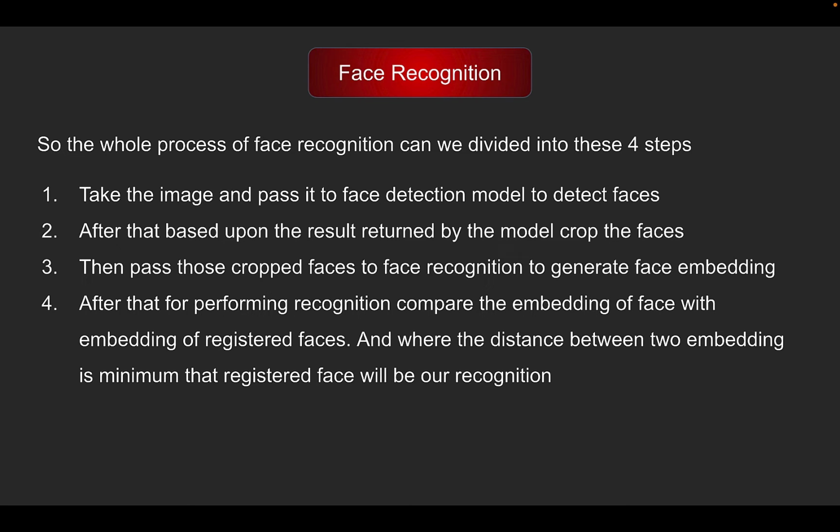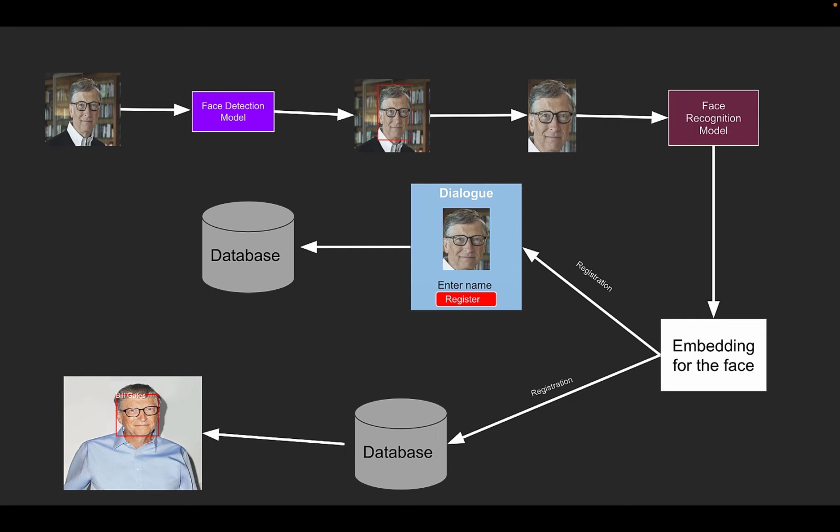So the first step is taking the image and passing it to the face detection model to detect faces. And after that, based upon the results, we are cropping the face. And then in the third step, we are passing that cropped face to our facial recognition model and getting the embedding. And after that, in the fourth step, we are comparing the embedding of the face with the embeddings of registered faces. And where the distance between two embeddings is minimum, that registered face will be our recognition. So the whole process of the facial recognition system can be represented with the help of this image.